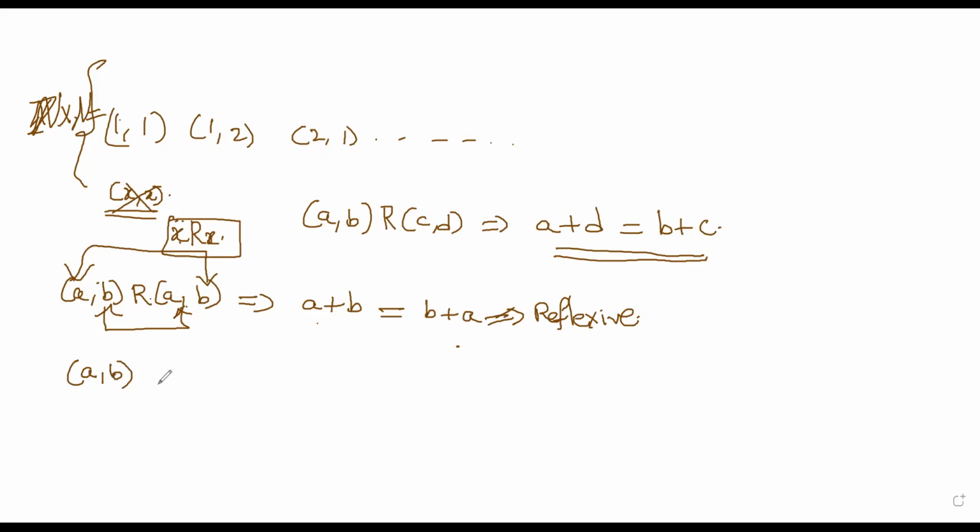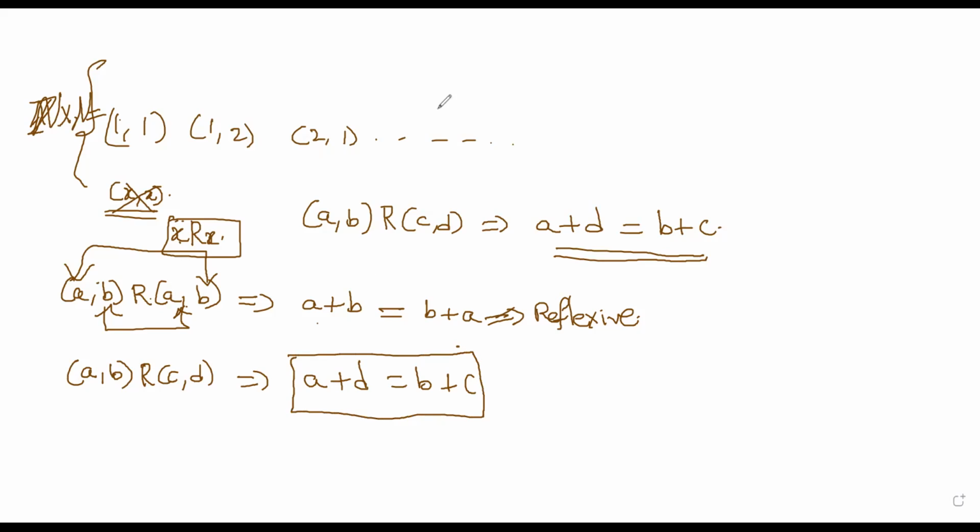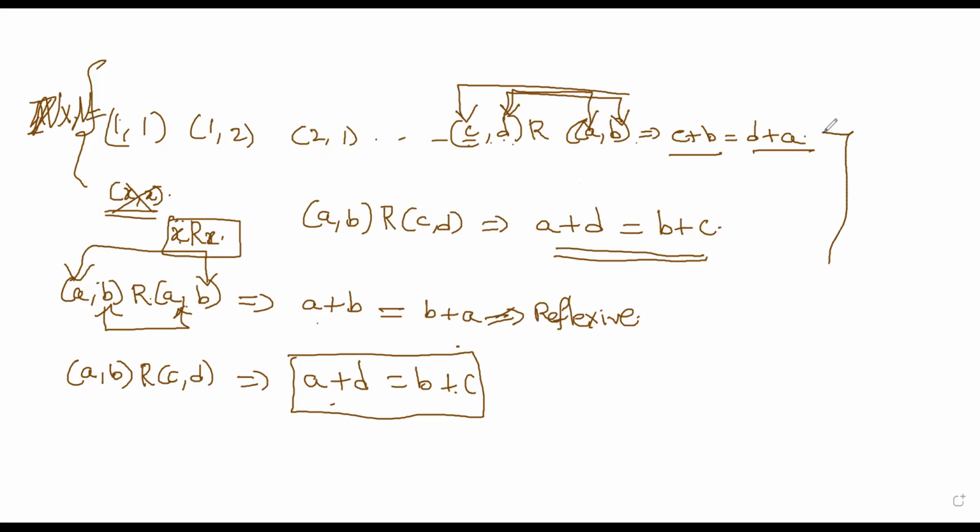I will take (a, b) and again (c, d). These two I will take. So I will write a plus d is equal to b plus c. Now we have this relation in hand. Now if I write (c, d) related to (a, b), what happens? Extremes equal means: adding the extremes c plus b equals the means d plus a. So a plus d is equal to b plus c. I got the same condition. So it is symmetric.